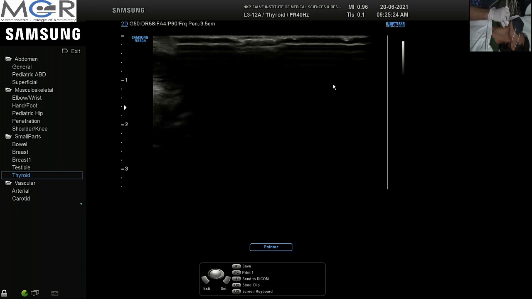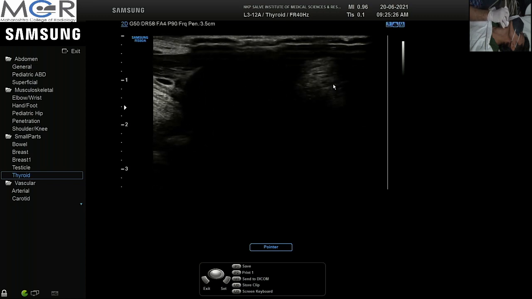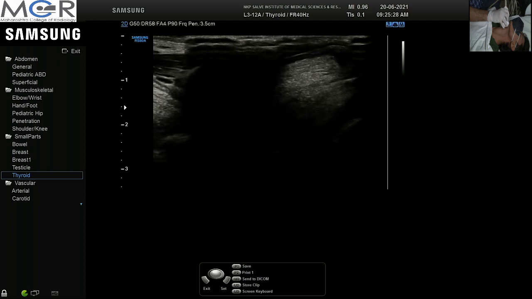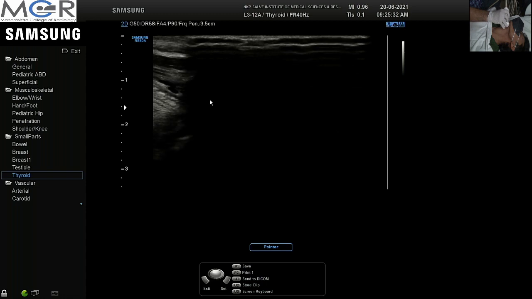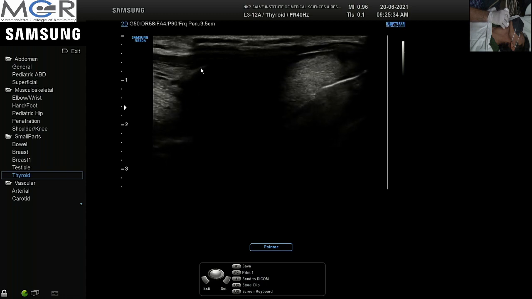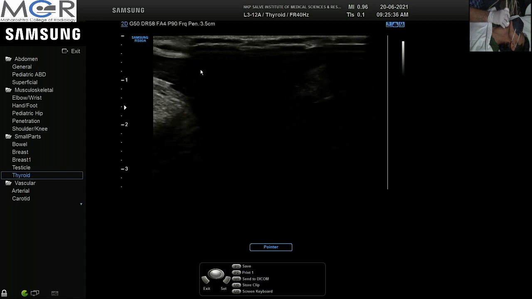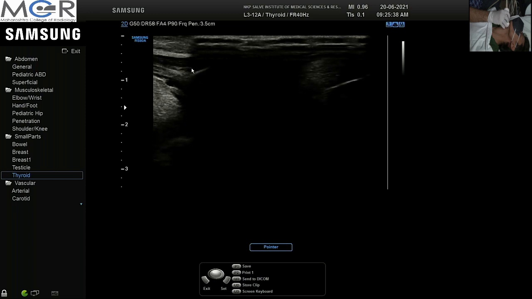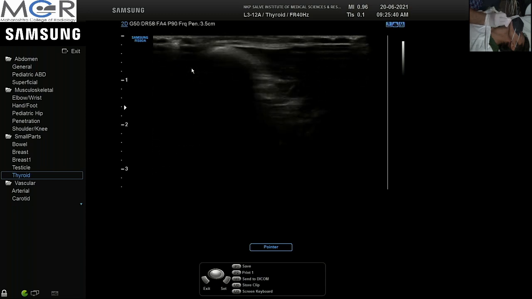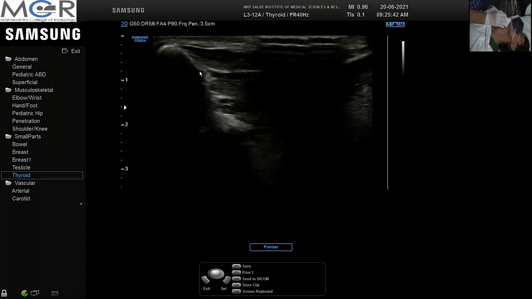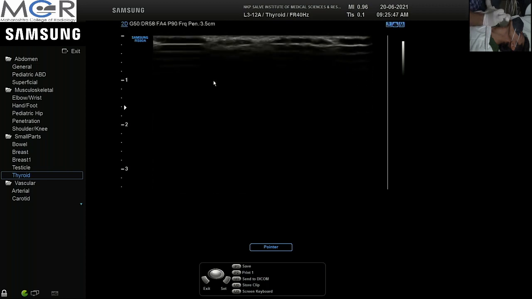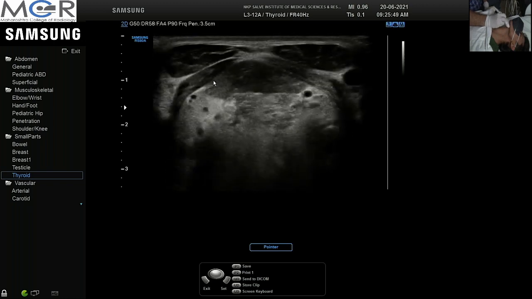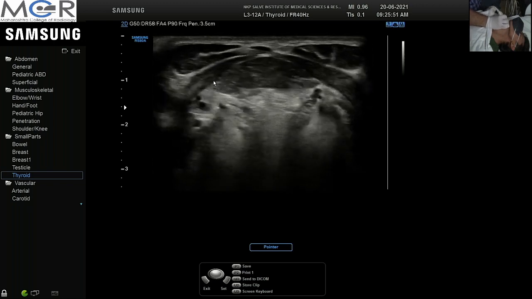So here I am able to get the hyoid bone. Here is the hyoid bone, and this is the insertion of the geniohyoid muscle. So this completes the inspection of the submental triangle, which houses the sublingual space.